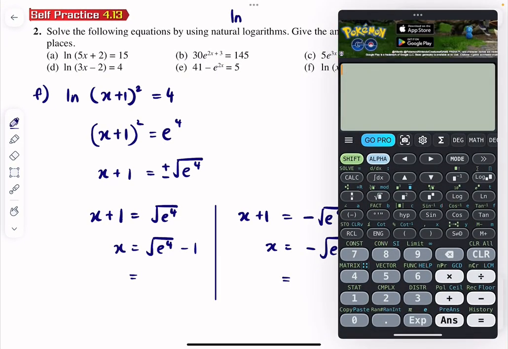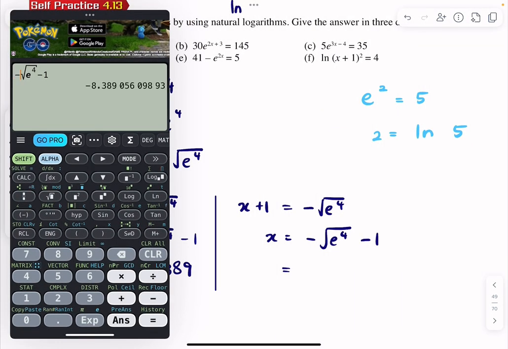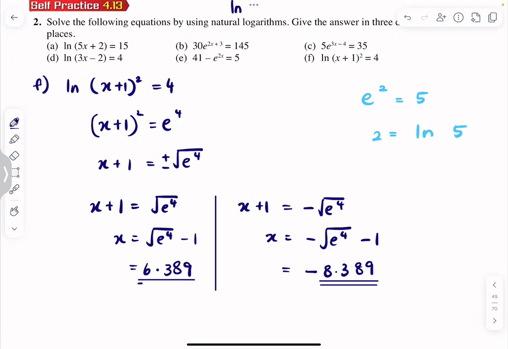So square root of e power 4 minus 1. You have to be careful, the square root only belongs to e. And the other one is negative, so you get negative 8.389. So we get two answers for this question. One is this, one more is this. So be careful with the square root, you have to take plus minus. That's it.